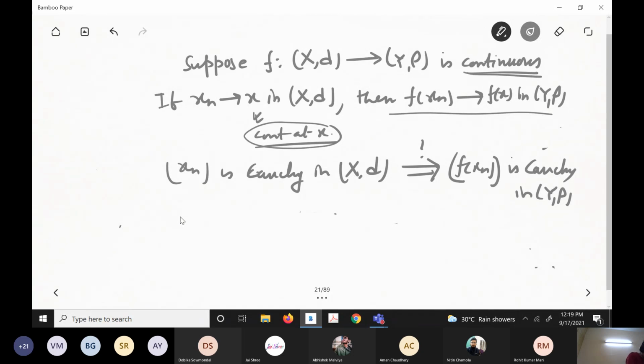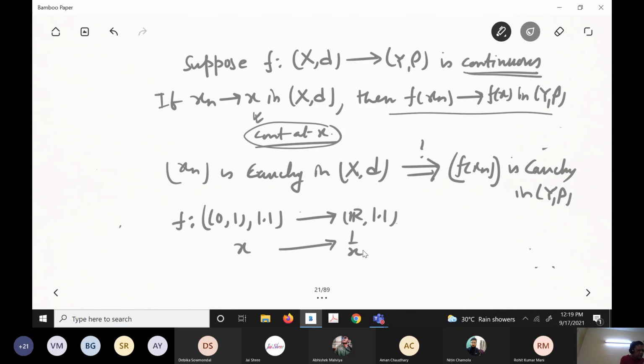Look here, this function f on (0, 1), I am taking the usual distance, take x to 1 by x. This is continuous, that you did in undergraduate. But now look, 1 by n, n greater than 1 you can take, or you can take 1 by n plus 1. Sorry, that will be the better way to do it. Take the sequence 1 by n plus 1. This is Cauchy here in the domain. But its image will be what? n plus 1, this sequence, which is not Cauchy. Understood? So this is continuous.